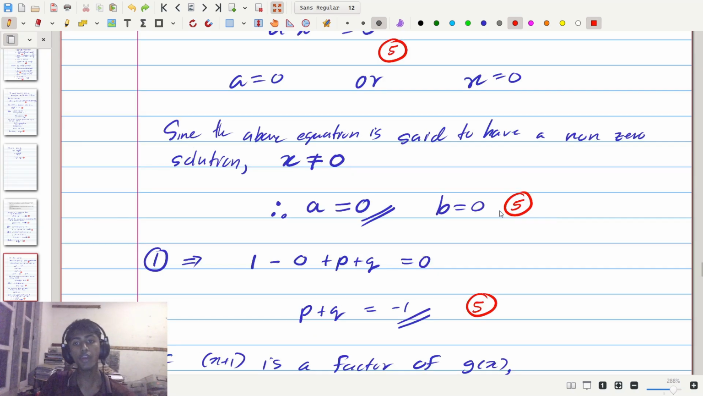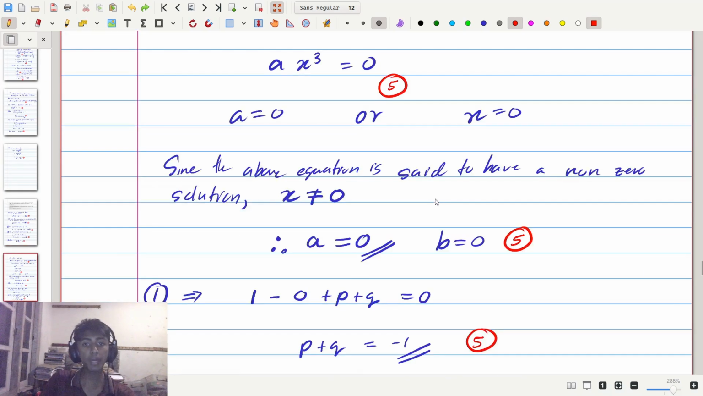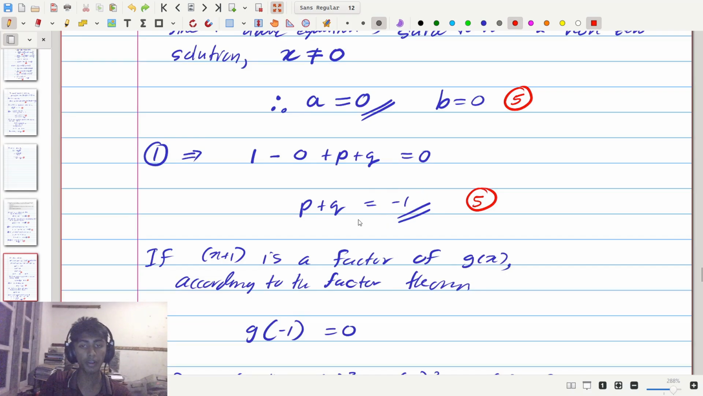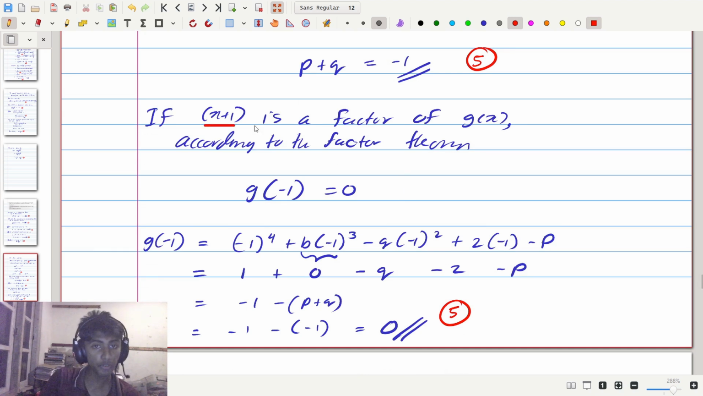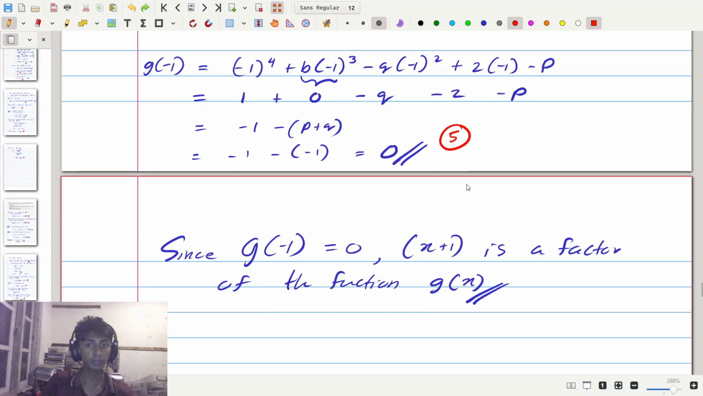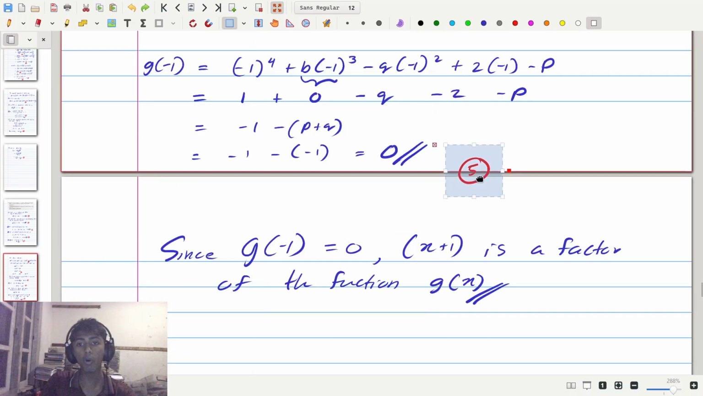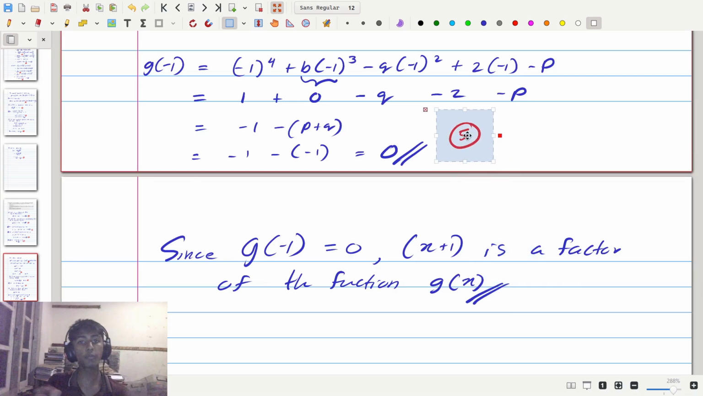Now after that, when you then use the result of a equals 0 in either equation 1 or equation 2 and substitute and get the answer of p plus q equals -1, you get another 5 marks. After this, when you then apply the fact that if x plus 1 is a factor of g of x, then by the factor theorem g of -1 is equal to 0, and when you try g of -1, substitute, simplify, and get that it is in fact equal to 0, getting it equal to 0 gets you a final 5 marks. Now this 5 marks would either go to that, or it could go to actually stating that since g of -1 is equal to 0, x plus 1 is a factor of g of x. I'm not too sure on where it goes, but I'm going to put it here for now.